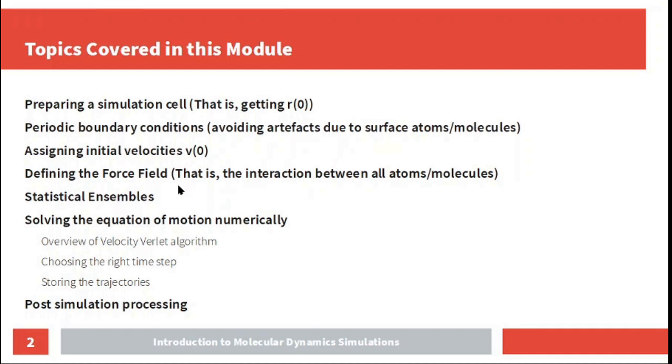I hope that most of you must have seen the assignments in module 1, and from that you must have had some idea about statistical ensembles. We'll repeat that again in context of molecular dynamics simulations. After this, we'll talk about exactly how to solve the equation of motion numerically. We'll take a brief overview of velocity Verlet algorithm, which is a typical algorithm and one of the most popular algorithms being used for molecular dynamics simulations. And then we'll talk about how to choose the right time step, how to store the trajectories, and after that, once you get the simulation done, we'll talk about how to process the data in post-simulation processing.